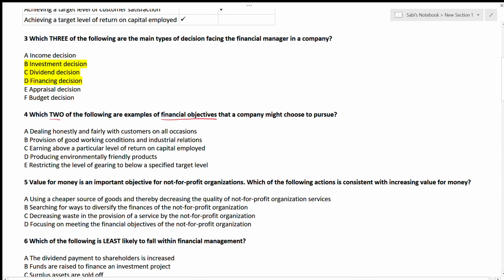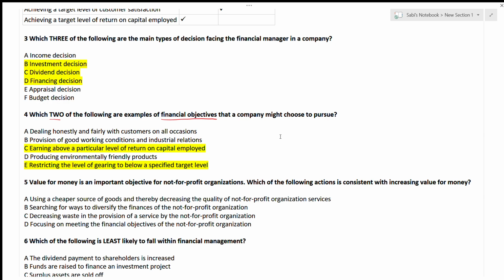Dealing honestly and fairly with customers on all occasions, non-financial. Providing good working conditions, non-financial. Earning above a particular level of return on capital employed, yes, this is a financial objective. D is developing environmentally friendly, no. Restricting the level of gearing to below a specified target, yes. So these 2 are the financial objectives. It is easy, okay? Some MCQs are easy to pick up, you can clearly say, but some are a little tough, a little tricky, right?